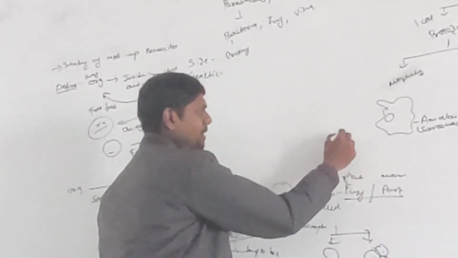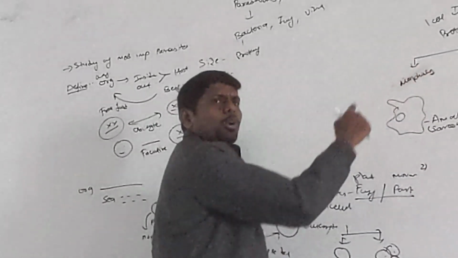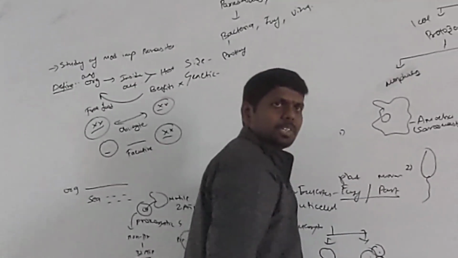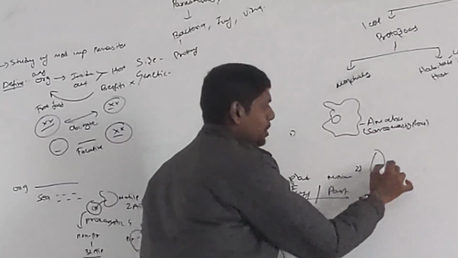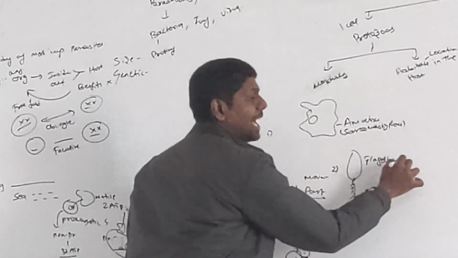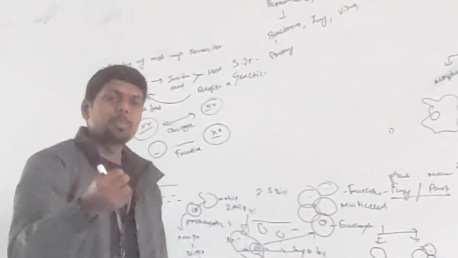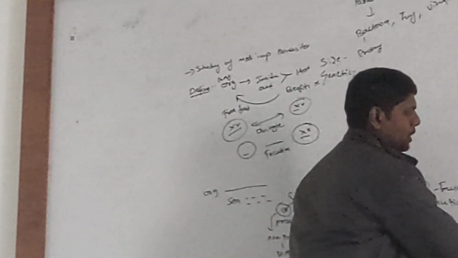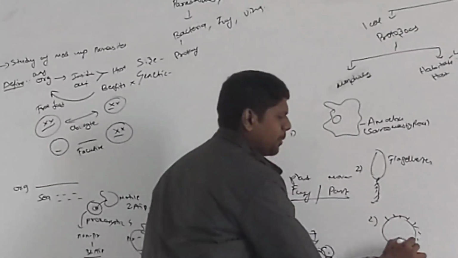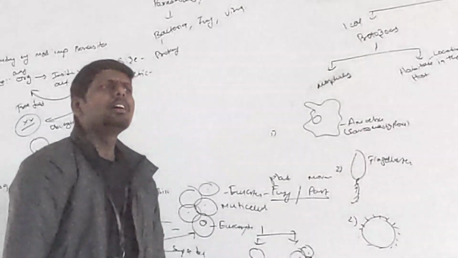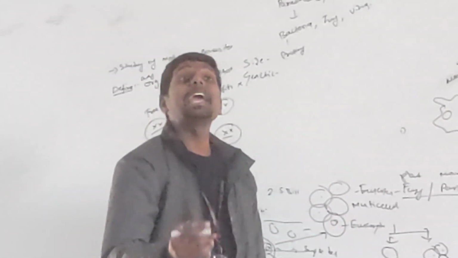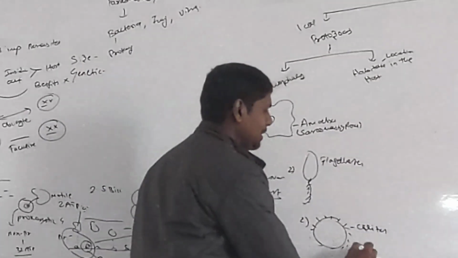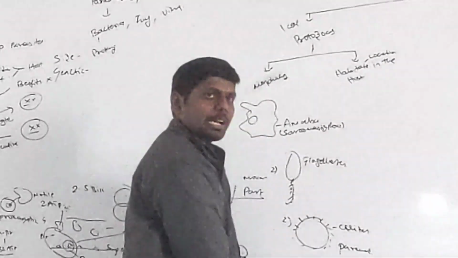Sarcomastigophora. Then the second one: some of the single cell protozoans have a tail. They are called flagellates, and the tail will move them. Some protozoans have hair all over the body. They are paramecians or ciliates. Ciliates, example, Paramecium.